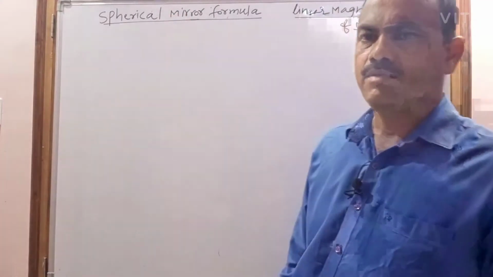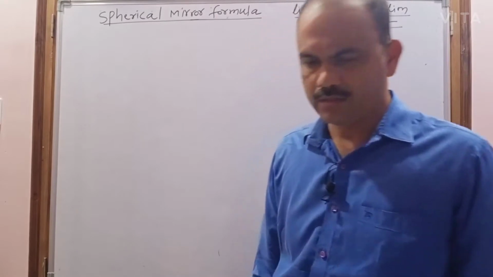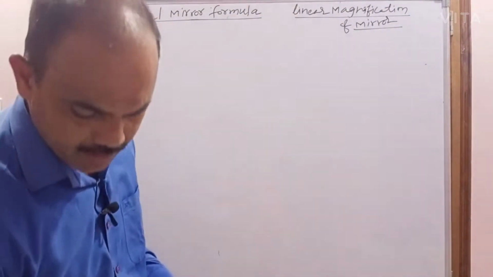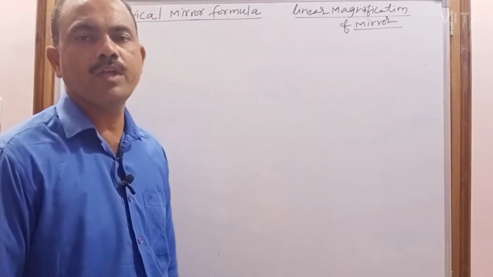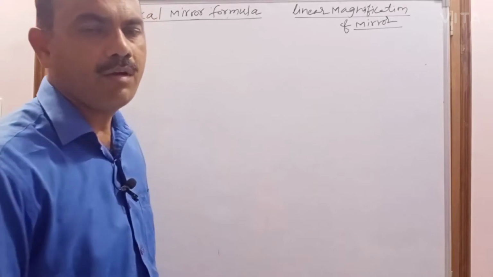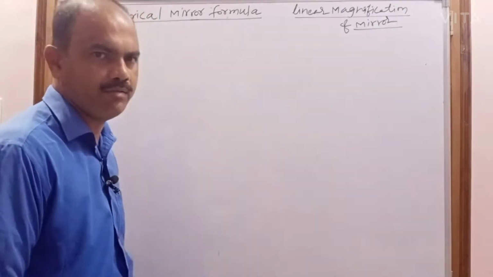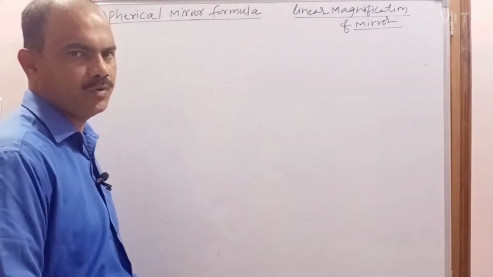Spherical mirror formula and linear magnification of spherical mirrors. So what is a mirror formula? The mirror formula is the equation that gives the relation between the object distance, image distance and focal length, u, v, f. u means object distance, v means image distance, f means focal length.